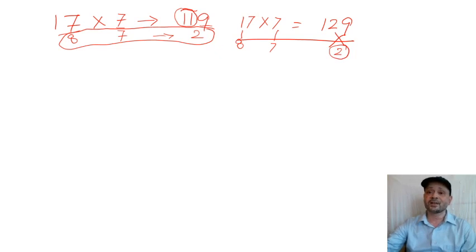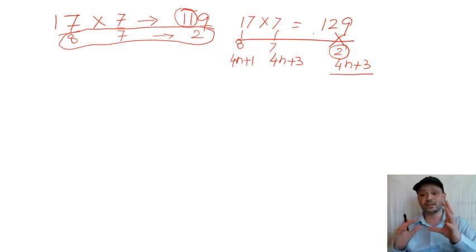Second thing, this is an odd number of type 4n plus 1. This is an odd number of type 4n plus 3, so its product has to be of type 4n plus 3, which it is not, because it is of 4n plus 1 type, so that way also it is wrong. So in these two ways you can check it.